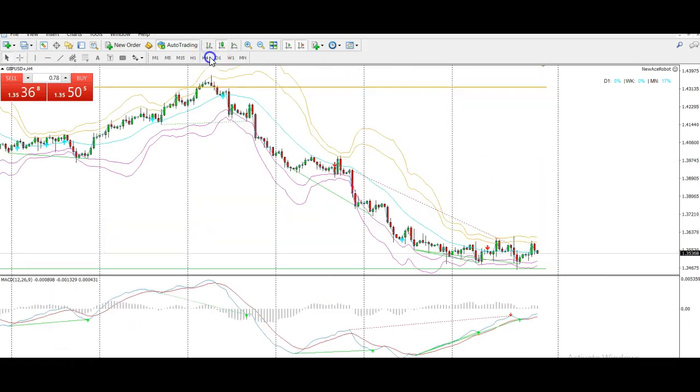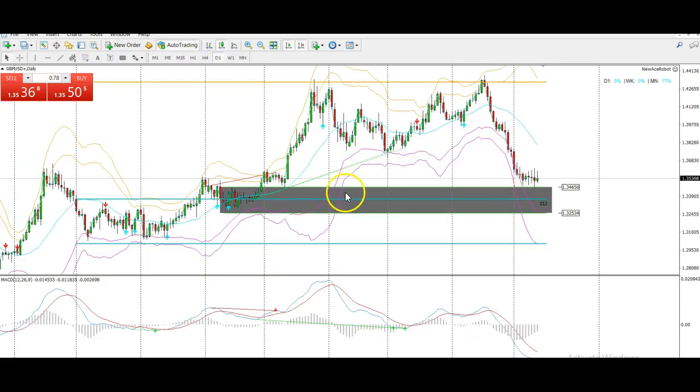Once the robot gets a signal on the 4-hour charts or the 1-hour charts, well, I go for the 4-hour here. Wait for a 4-hour signal to happen into these zones here, and I will enter the market. The robot will enter the market automatically. Pretty powerful, yeah?